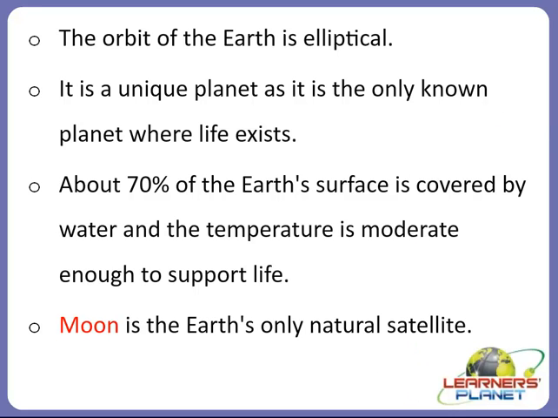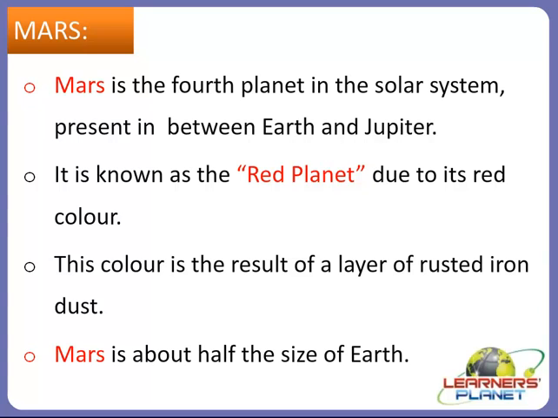So how amazing this planet is on which we live, right? So this was all about our earth, our home planet. Now let us move on to other planets and let us know about them. Yes, the other planet which we are going to study in today's session is Mars. Children, Mars is the fourth planet in the solar system, present between Earth and Jupiter. It is known as the red planet due to its red color.